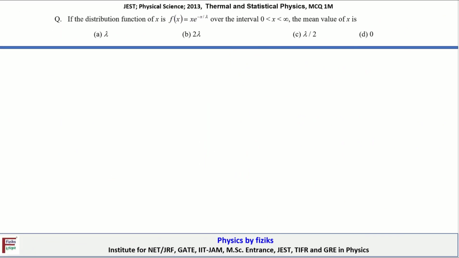So let's continue with the next problem. The statement is, if the distribution function of x is given as f(x) equal to x exponential minus x by lambda over the interval 0 to infinity, the mean value of x is.